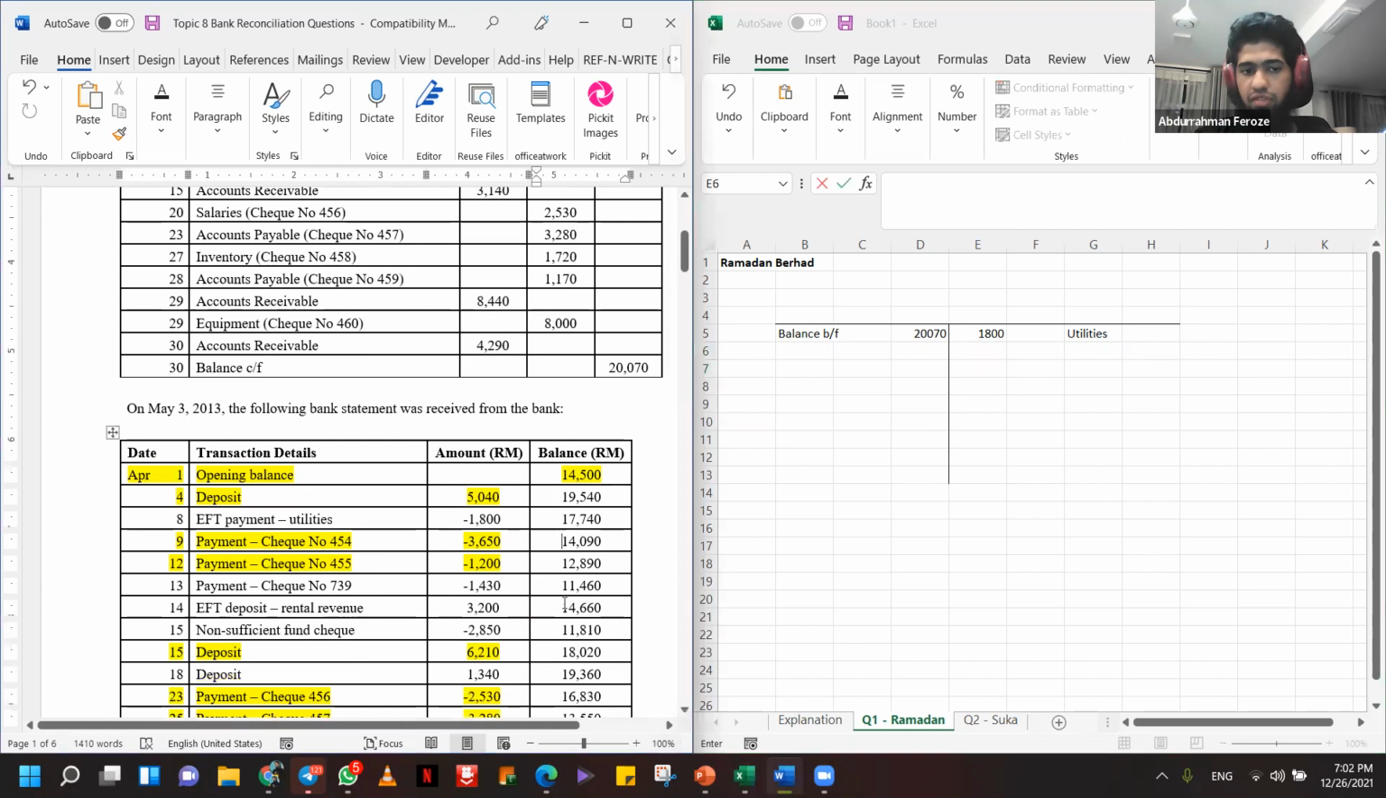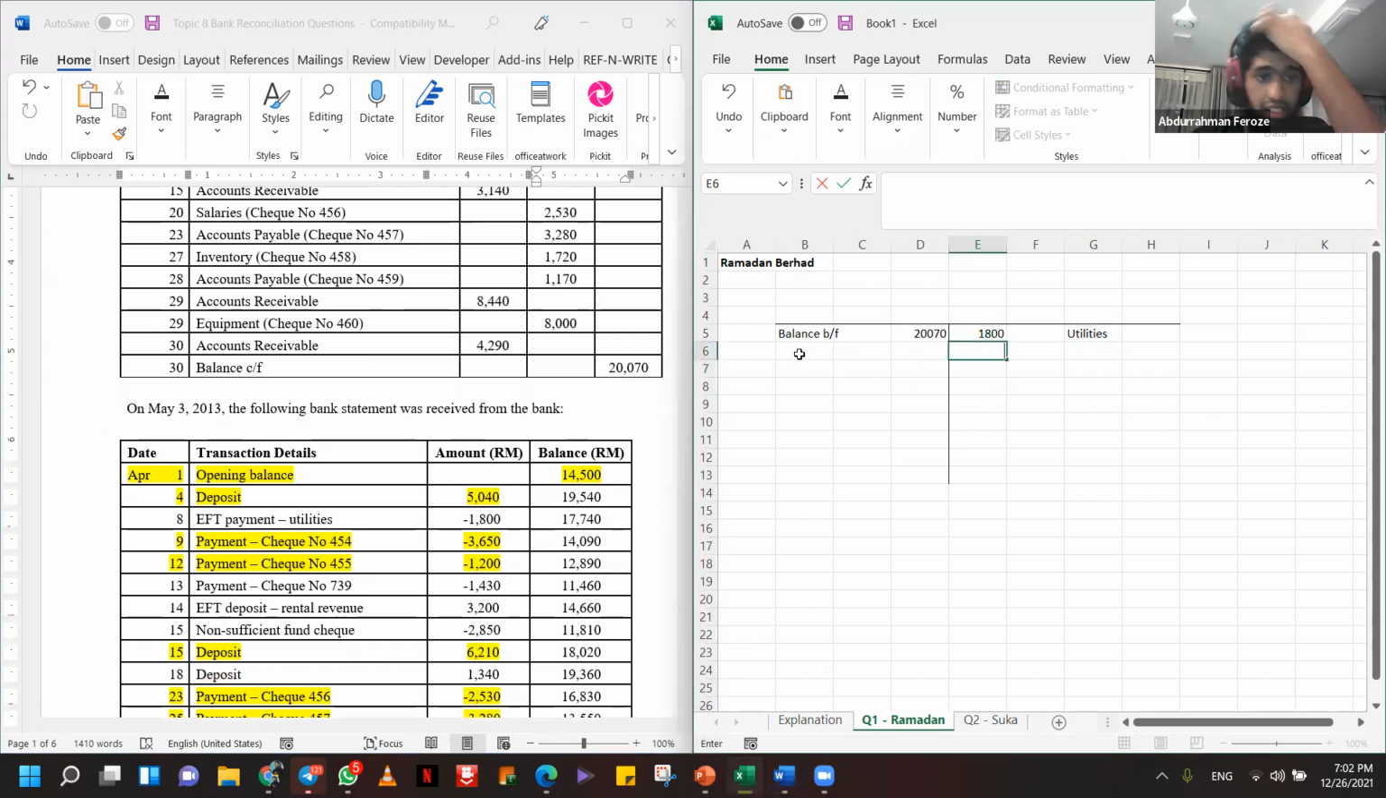And then we have EFT deposit of rental revenue of 3,200, which is on the bank statement but not on the cash book. So this is the deposit, right? Money that the company should get, right? So we debit it to the adjusted cash book, which is 3,200. We have rental revenue. Okay, and then you have a non-sufficient funds check, which is basically a dishonored check, right? And so this needs to be credited because it's minus over there. So we can have a short form, NSF, non-sufficient funds check, right?